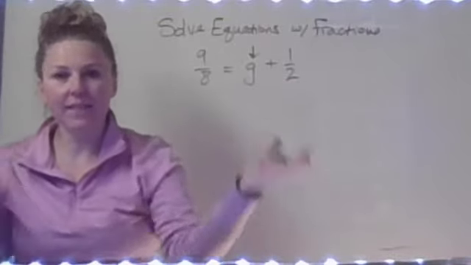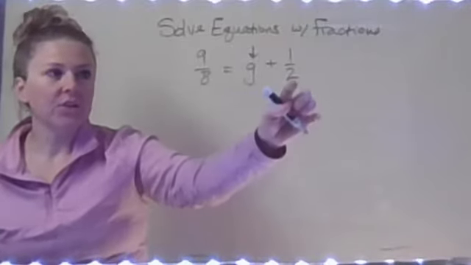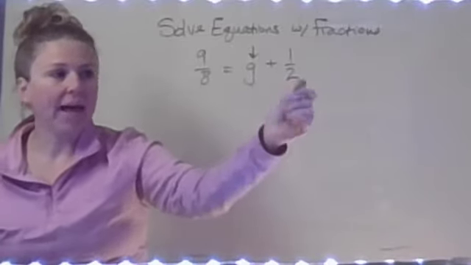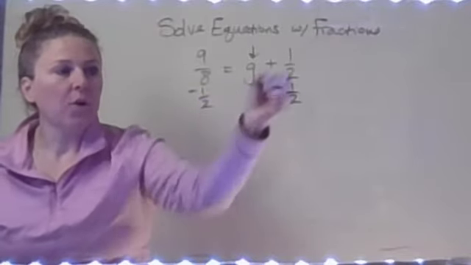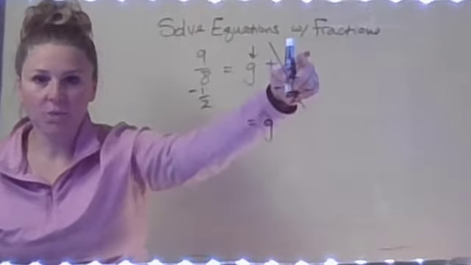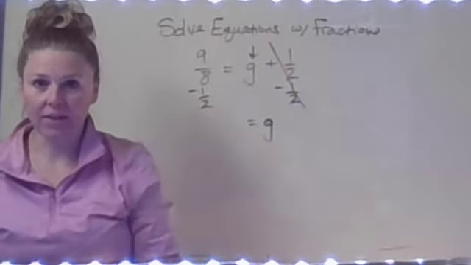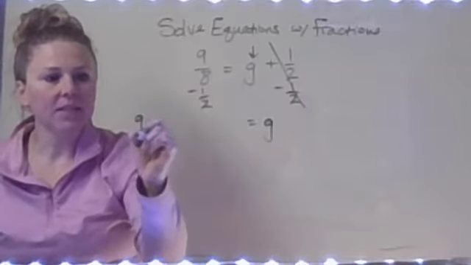And remember, this is like a teeter-totter. So whatever you do to one side, you need to do to the other. So to get rid of a plus 1/2, we need to subtract 1/2. So over here on the right, all you have left is g, because 1/2 minus 1/2 is nothing. Over here on the right, 9/8 minus 1/2.